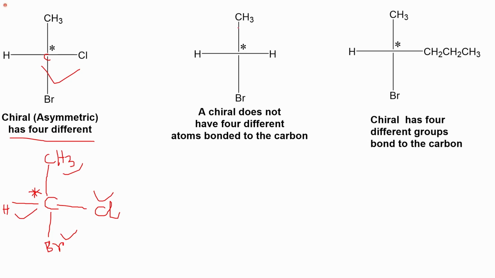Now I'll go to the second example. How is it going? Let's say CH3 first, then it is connected to a Br.